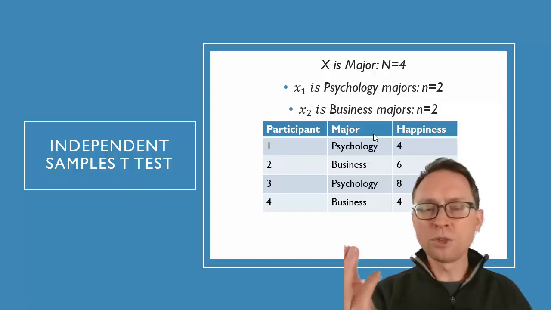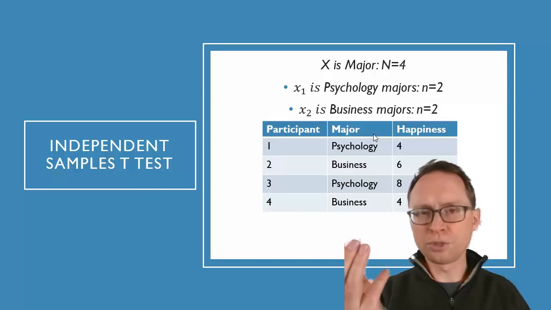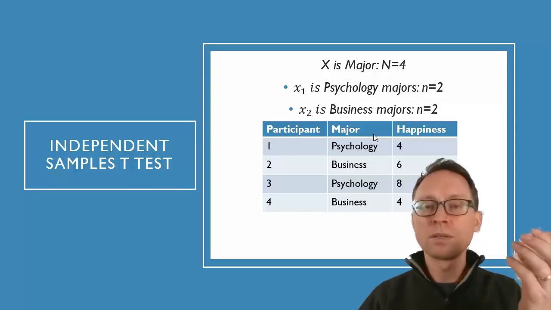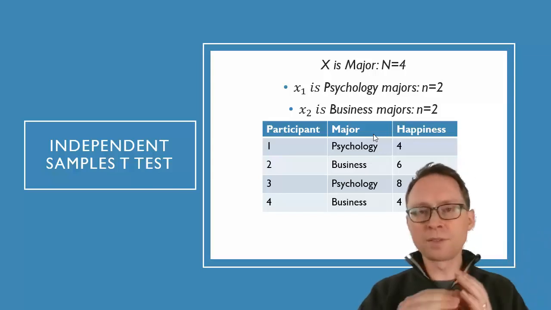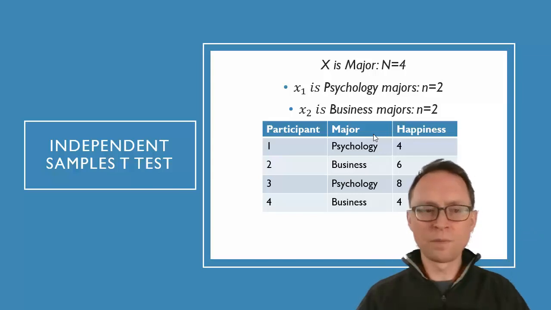There are two people who are psychology majors, so lowercase n is 2. Two people are business majors, so the n, or n sub 2, is 2. The sub then is the different group. Sub 1, psychology majors. Sub 2, business majors.